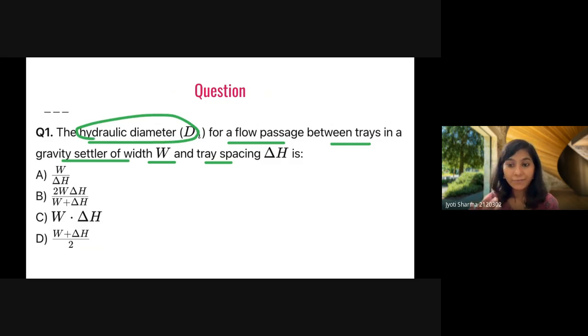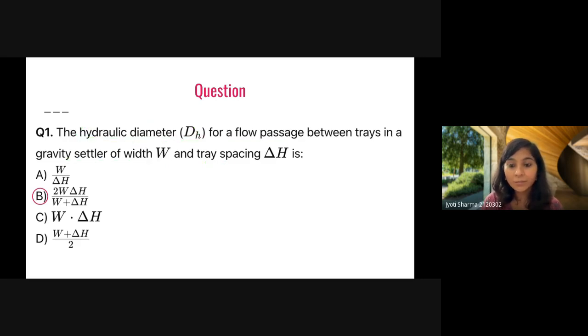I'm not deriving this, and this is just to memorize, so I'm not taking much time to show you the answer. Venkateshwara also gave me the right answer, that is B. So this will be 2W del H upon W plus del H. You can read about this.